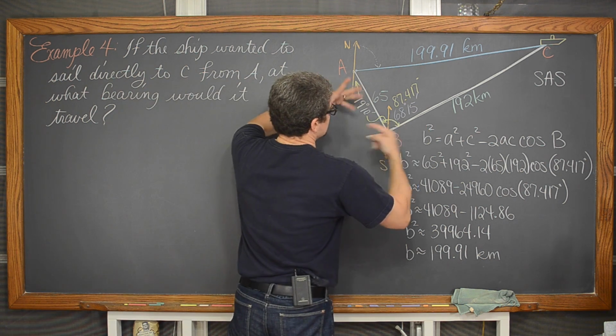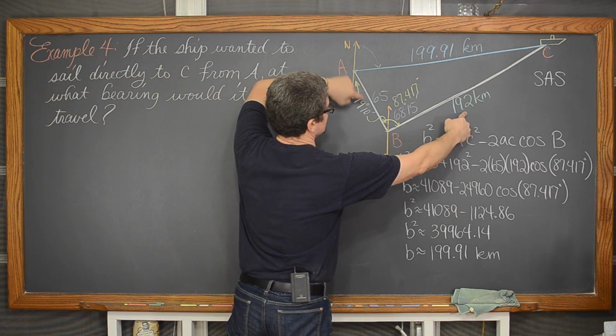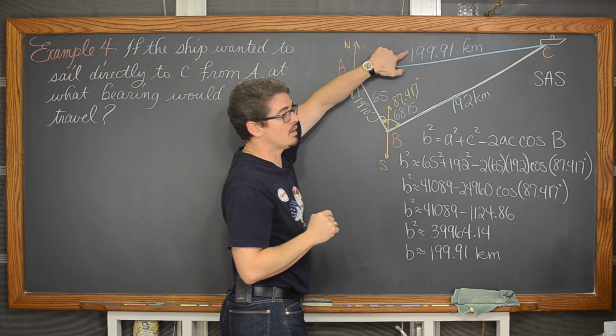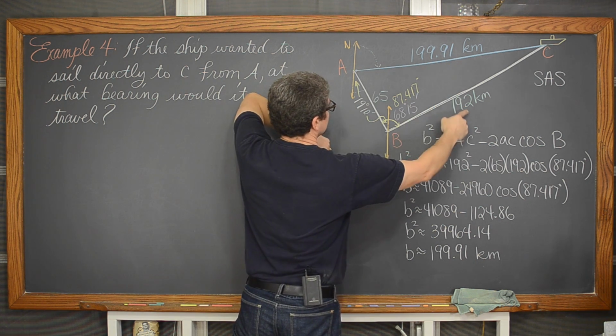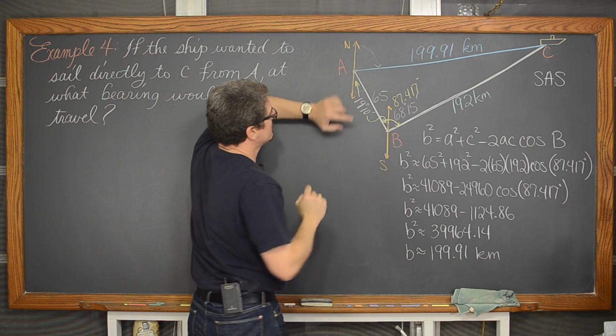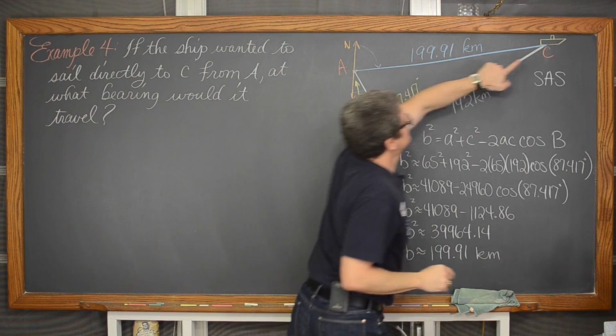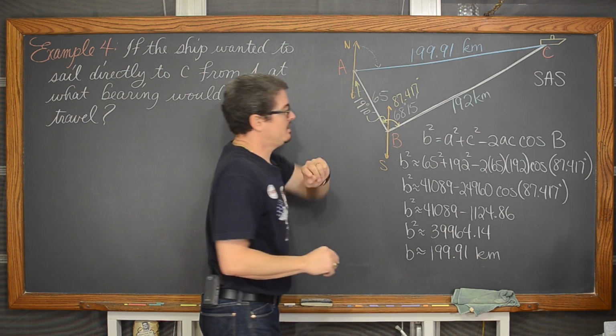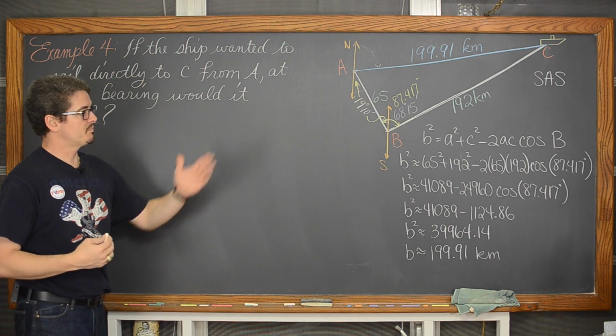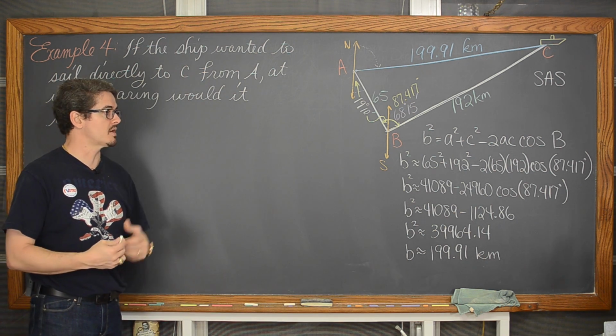But that's all just verbal review. 192 is not the biggest side of this triangle. 199.91 is, so there's no way that angle CAB can be obtuse. So since you saw one demonstration of law of cosine, let's do a review of law of sine.